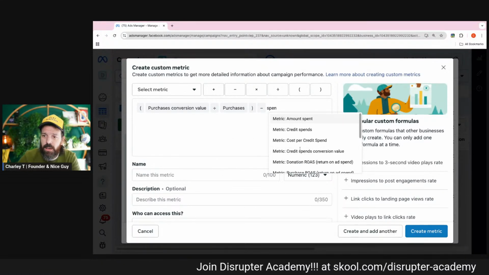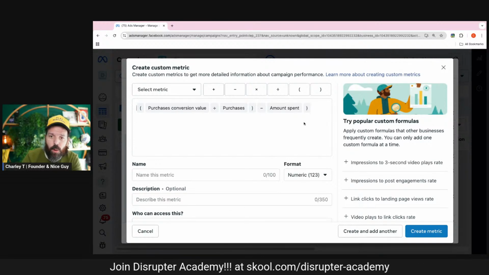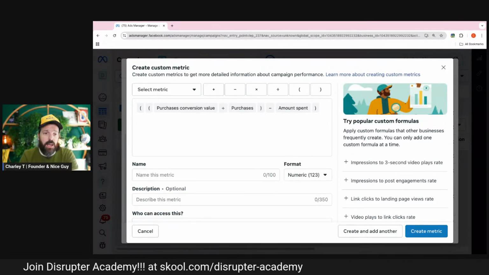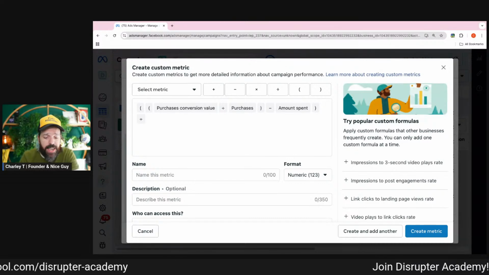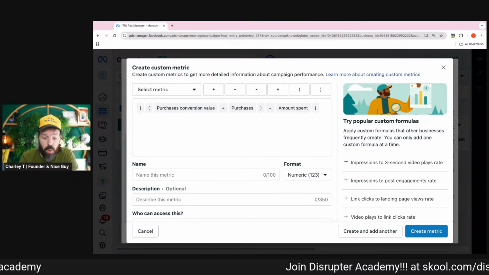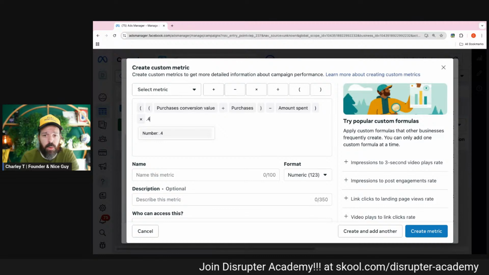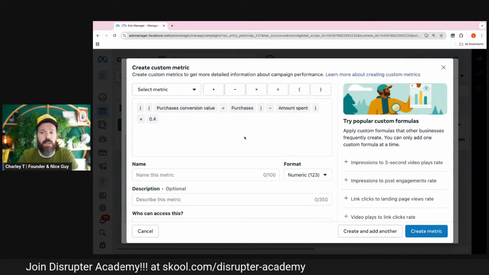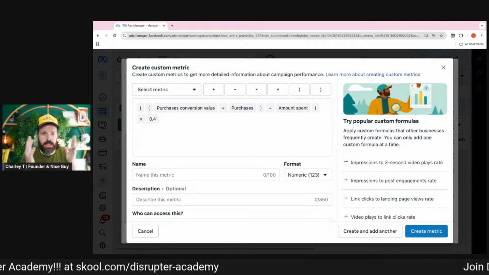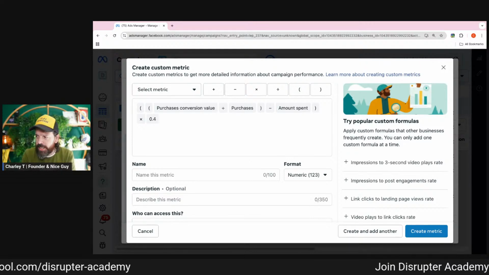Minus spend. Awesome. Now, if we're going to say our overall cost per purchase, if our overall profitability, our OpEx is 40%, we can divide this. We can actually multiply this times 0.4. There we go. Now, let's do some theory here.